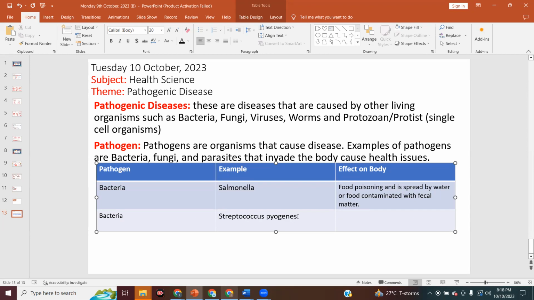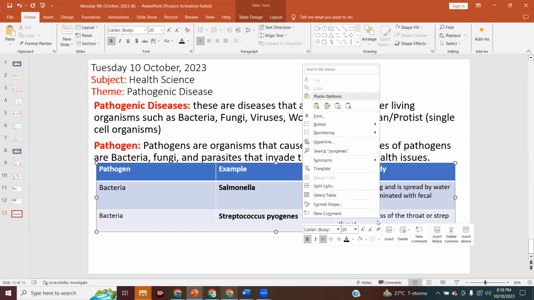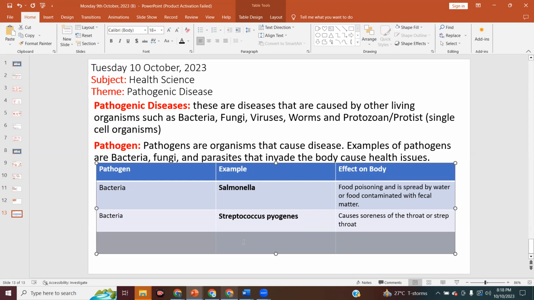But anyway, it's a bacteria and it causes soreness of the throat, or strep throat. So you have salmonella, you have Streptococcus pyogenes, and then you have the next bacteria, which is E. coli. So there's another bacteria.